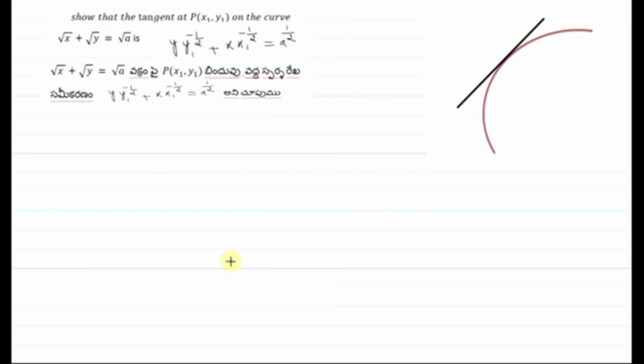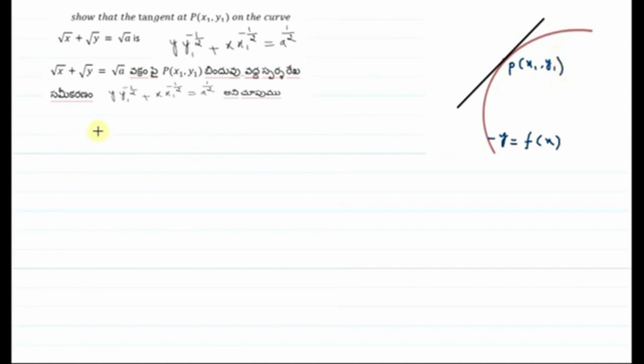Let us solve the long questions. Show that the tangent at P(x1, y1) on the curve root x plus root y is equal to root a is given. The answer is given here. So, rough diagram: this is a curve y is equal to f of x, and at this particular point P is given. P is (x1, y1).